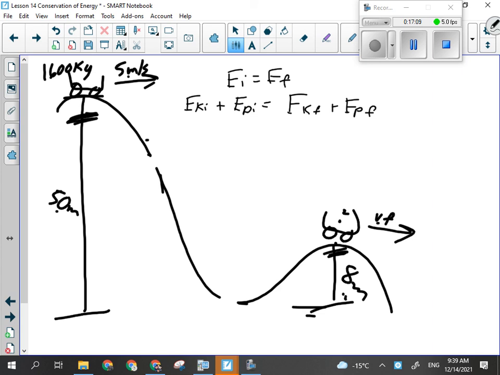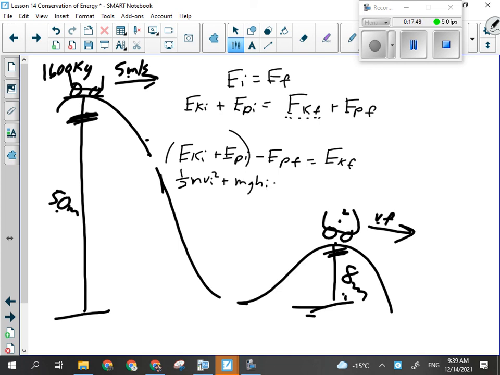What I'm looking for is final speed, which is part of which term? It's part of this term. So I need to get this term by itself before I put in all the formulas. So how do I move the potential final? Subtract it. Right. So I'm going to subtract EP final over to this side. So I'll have EK initial plus EP initial minus EP final equals EK final. So in other words, my mechanical energy minus my potential equals my kinetic. Now I can plug in all of my formulas. So that will be 1/2 m v initial squared plus m times g times h initial minus m times g times h final equals 1/2 m v final squared.